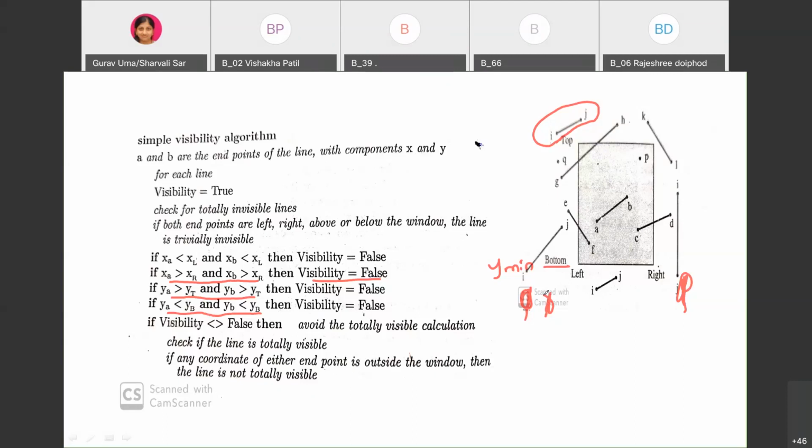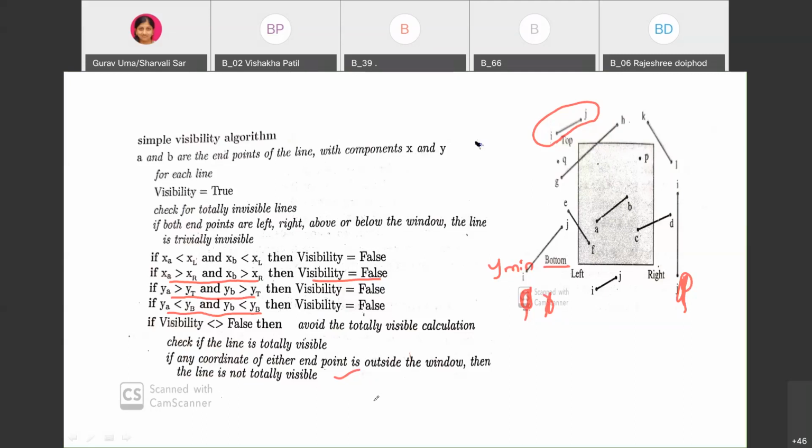Next, if any coordinate of either endpoint is outside the window, then the line is not totally visible. Now see what this line says: if some part is inside the window and some part is outside the window, then we will say that the line is totally not visible.